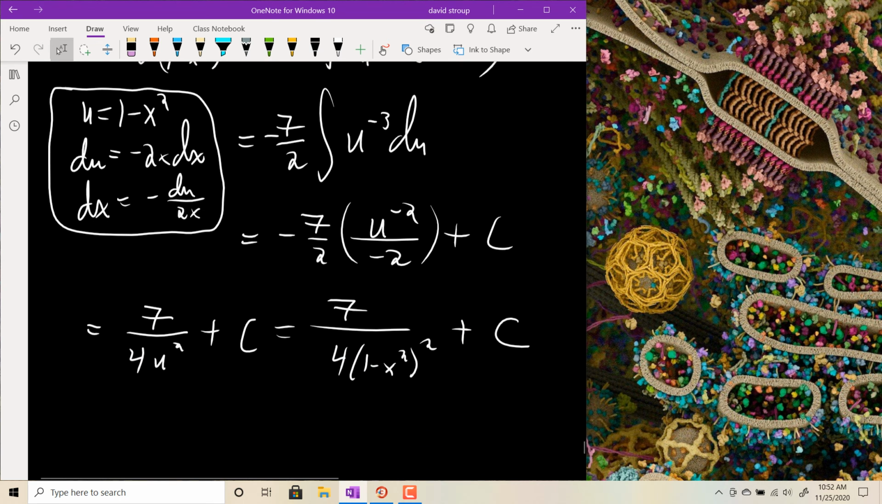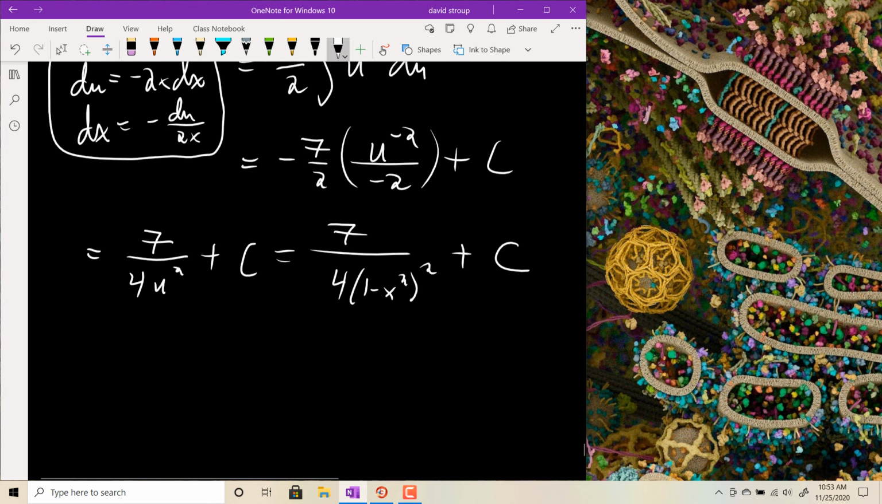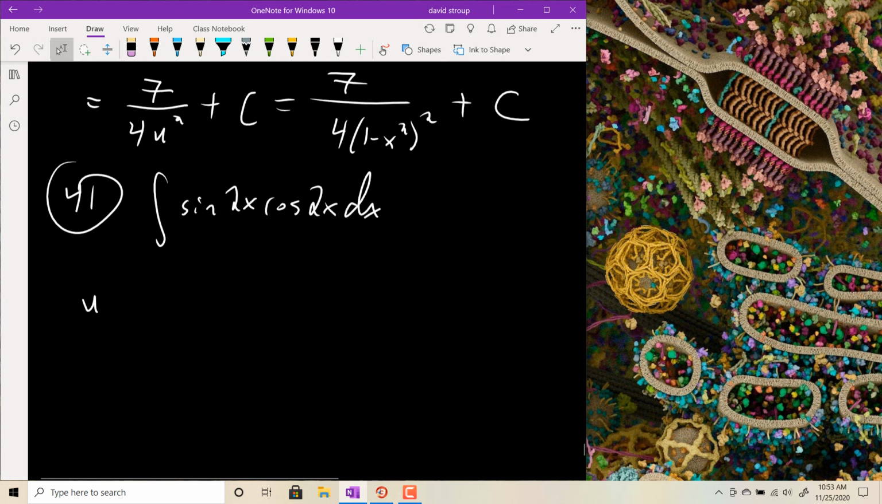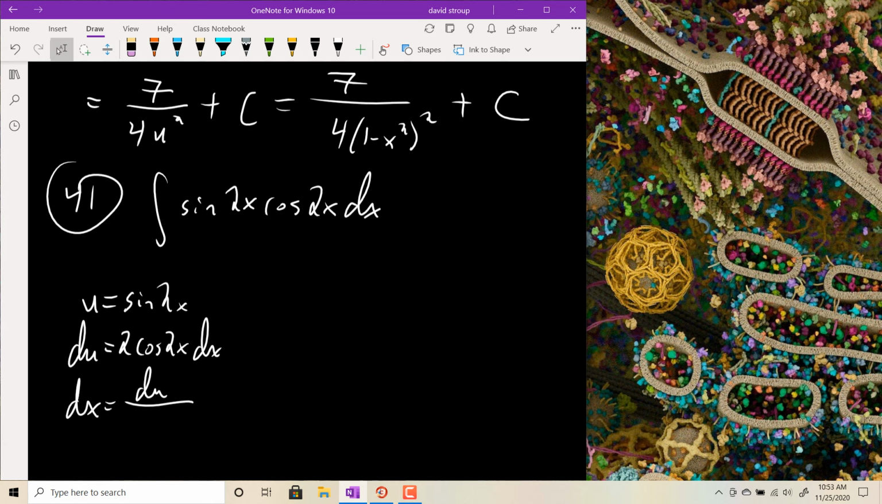Okay, so substitution. Let's look at one of the trig versions. Here's 41. We have the integral of sine of 2x cosine 2x dx. There are some trig formulas you can use to rewrite this. I'm just going to do a u sub though for sine of 2x and see what happens. So du would be cosine 2x times the derivative of 2x, which is 2 dx. And solve for dx, which is du all over 2 cosine of 2x.